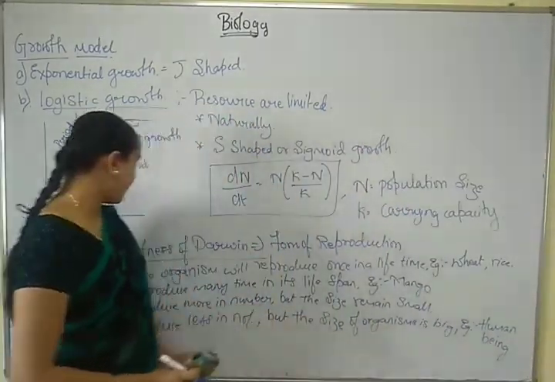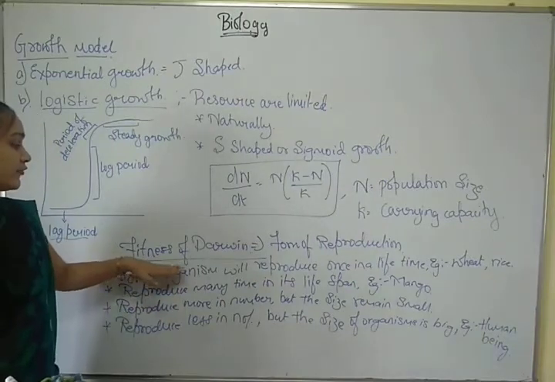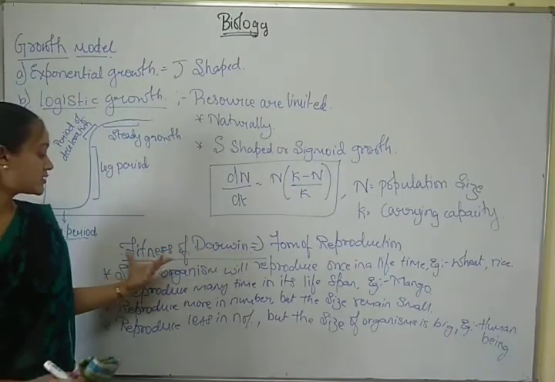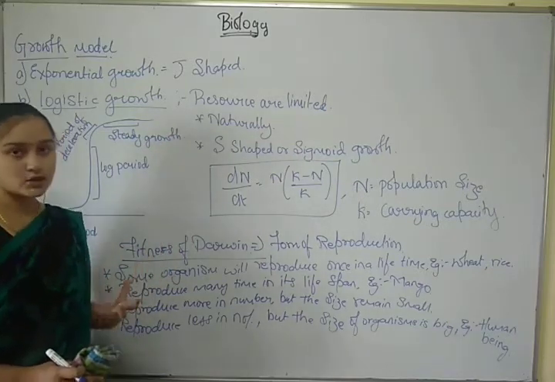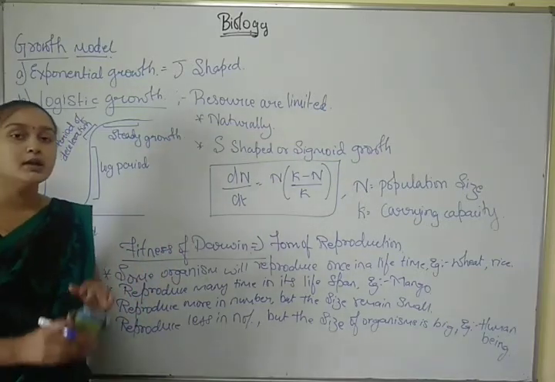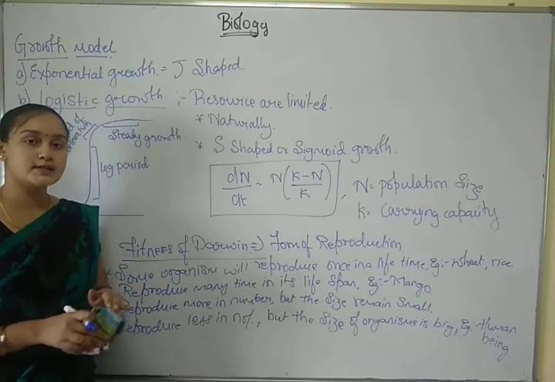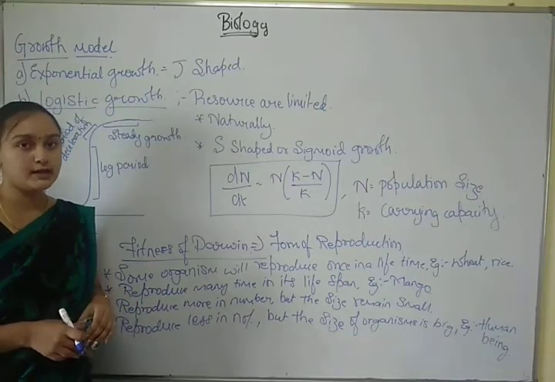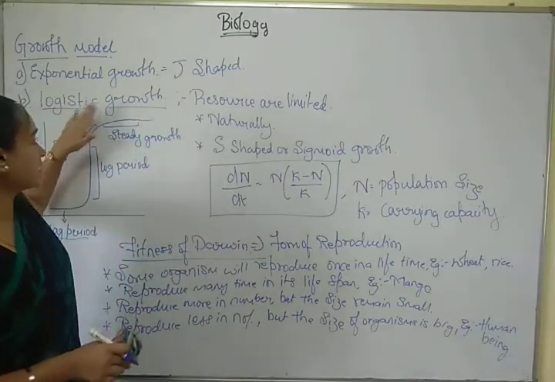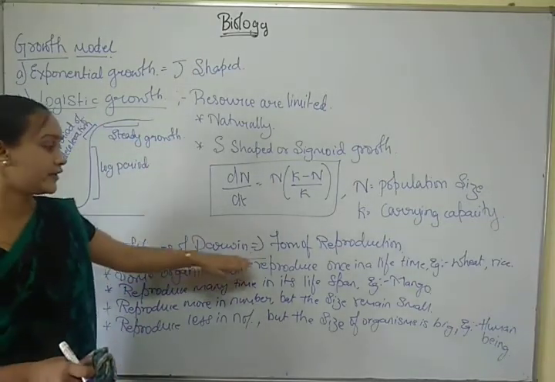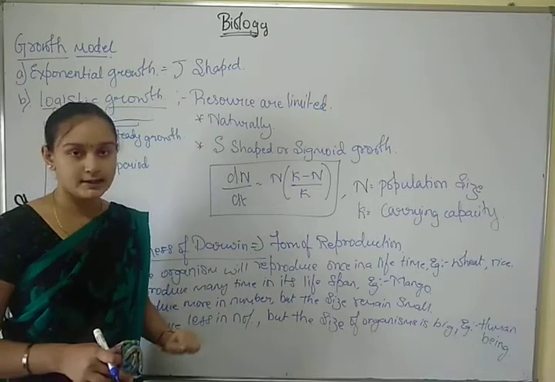So these four points come under the fitness of Darwin. This fitness is based on the consideration of the available resources in a given particular nature. So in logistic growth, the fitness of Darwin is in the form of reproduction.